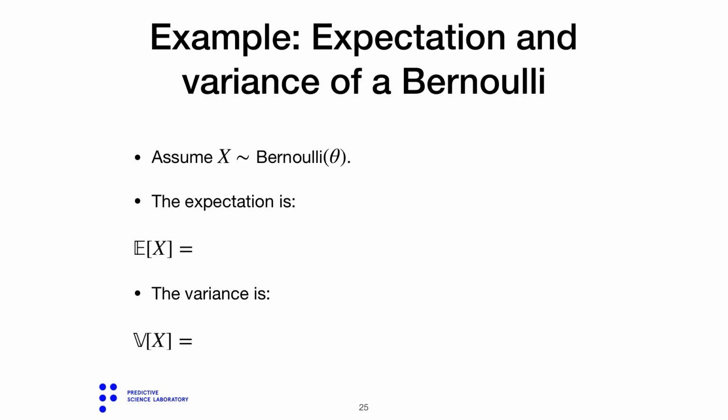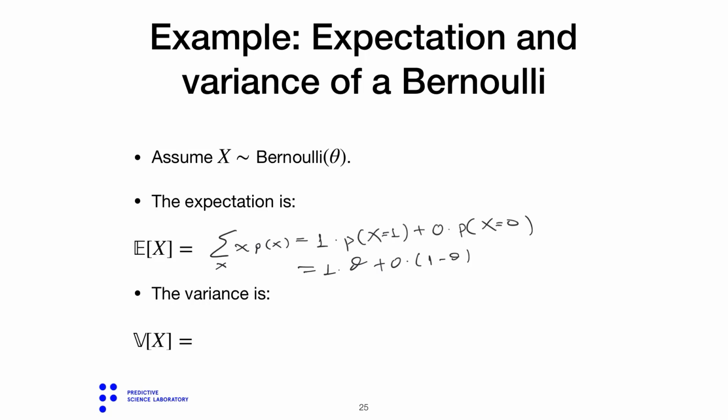Now, let's calculate the expectation of the Bernoulli. We have by definition that the expectation of x is the sum of x times the probability mass function of x, which here is 1 times the probability that x is equal to 1 plus 0 times the probability that x is equal to 0. And of course the probability that x is equal to 1 is theta, and the probability that x is equal to 0 is 1 minus theta. So we're going to get that the expectation of x is theta.